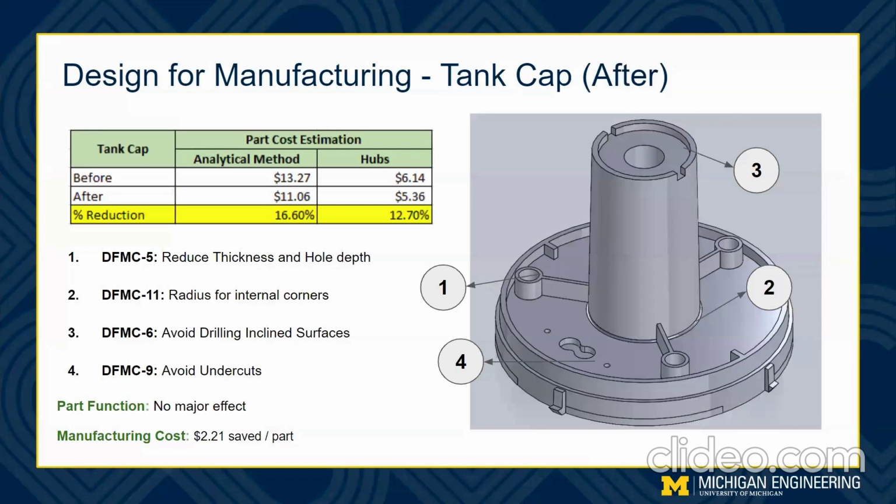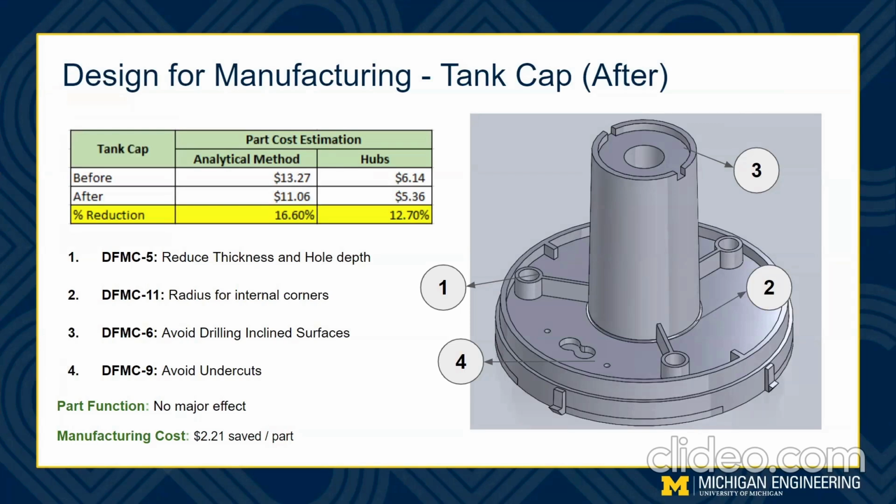From the suggestions given to us by DfM Pro and the principles we have learned throughout this course, we were able to employ some critical redesigning to facilitate machining of this part. We reduced the thickness and depth of the holes. We added radius to the internal corners, negated parts which required drilling on inclined surfaces, and avoided any undercuts. These changes had no major effect on the functioning of the part, but we were able to reduce the cost of production by 16.6%, going from $13.27 to $11.06 per part, according to our analytical calculations.